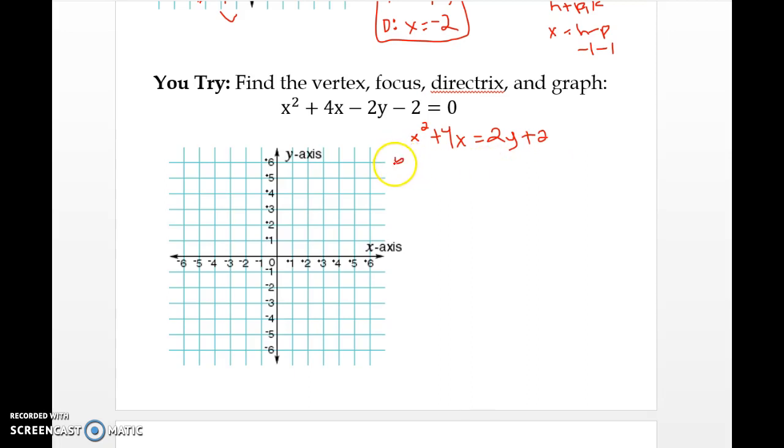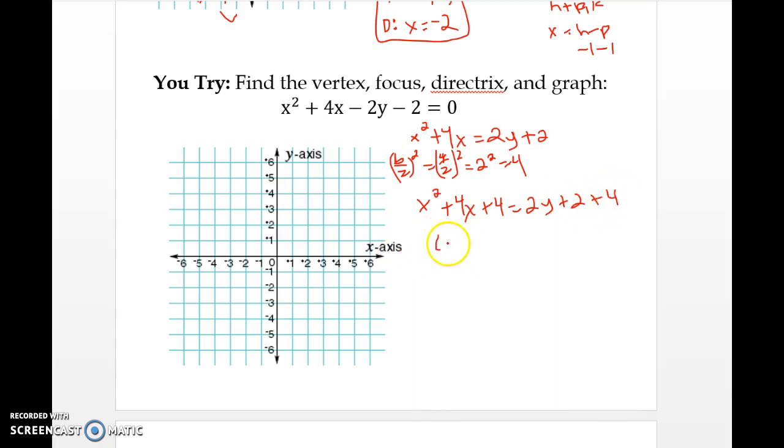Then I have to find b over 2 quantity squared. B is 4 here, so that's 4 over 2 squared. And 4 over 2 is 2, and 2 squared is 4. So we're adding that to both sides. X squared plus 4x plus 4 is going to equal 2y plus 2 plus 4.